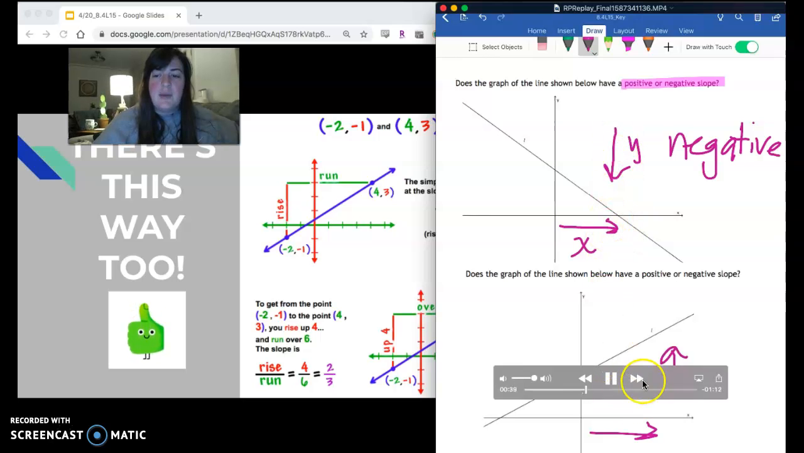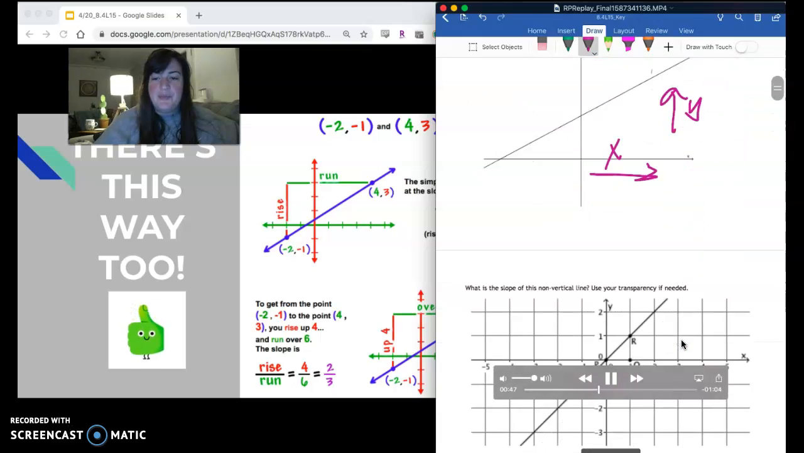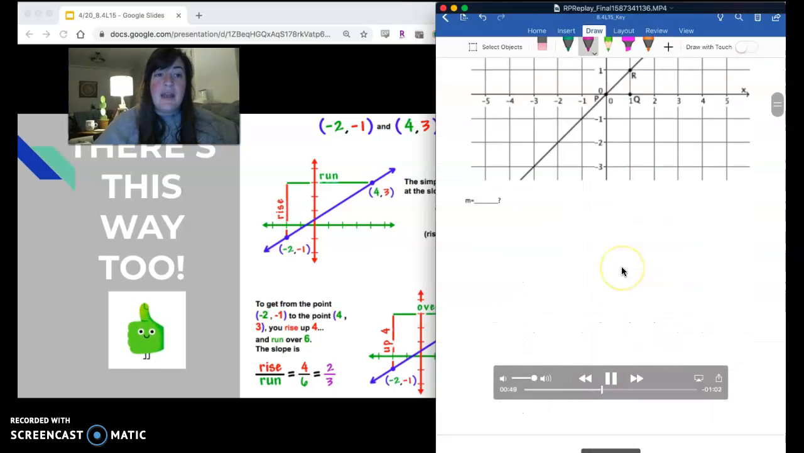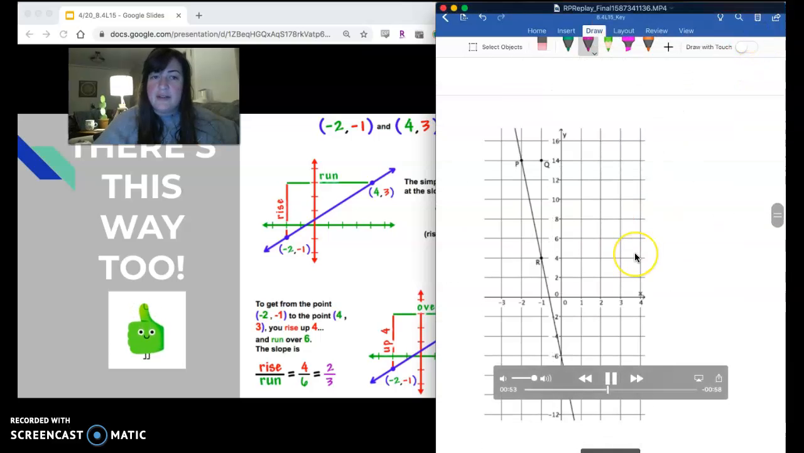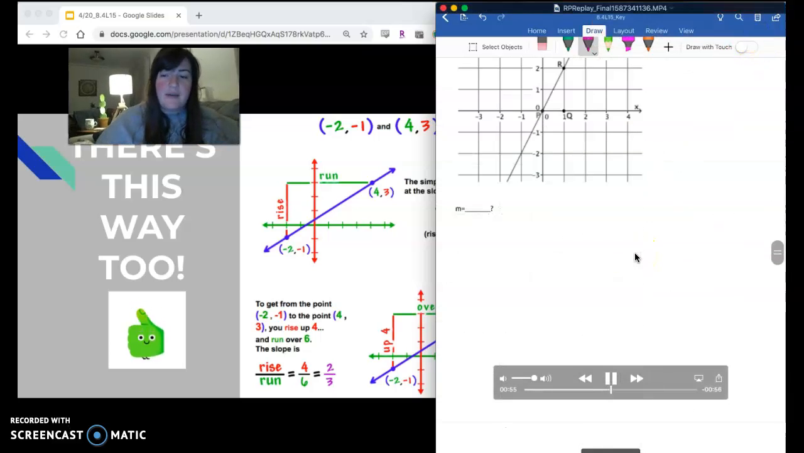In the next problem, you can see I start you off. As x increases, y is increasing. So what kind of slope would that be? And then your little freebie down here. Obviously, I would write this down if you are low on battery. So we're going to wrap this up really quick.